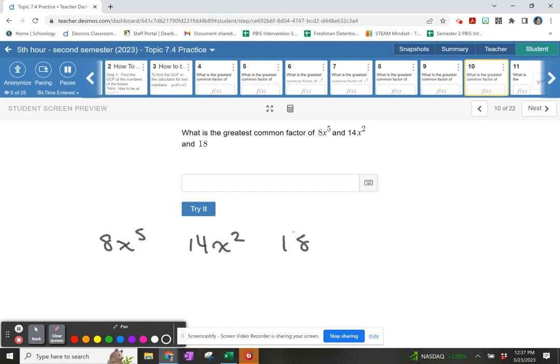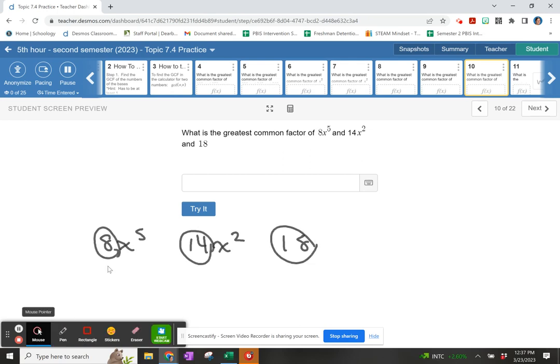So the greatest common factor of 8, 14, and 18 is 2. We can't look at the x's because if I wrote 5 x's here and 2 x's here, there is none to share. Since there's none to share, we can't do anything with it.